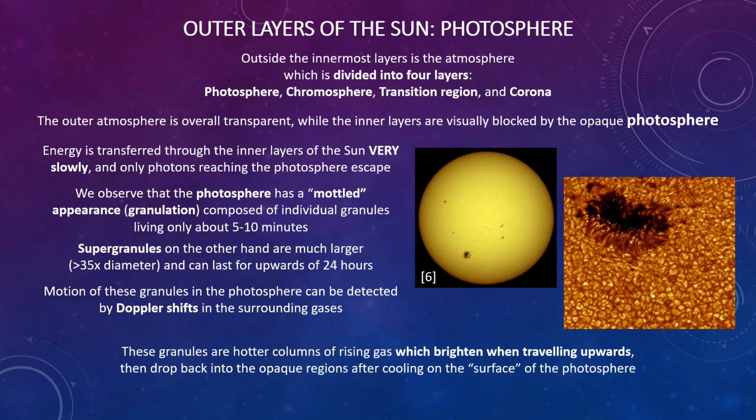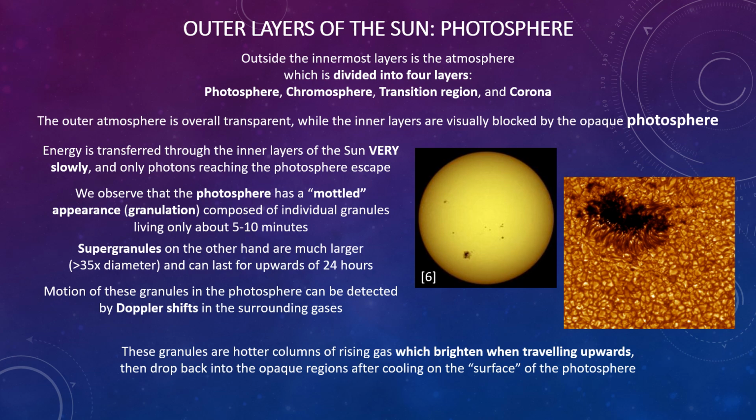And so only once they reach the photosphere can they escape and be released out into space. We observe the photosphere when we look at it with telescopes and very sensitive equipment that is, again, safe to look at the sun. Please do not look at the sun. We observe that the photosphere has a really mottled appearance.